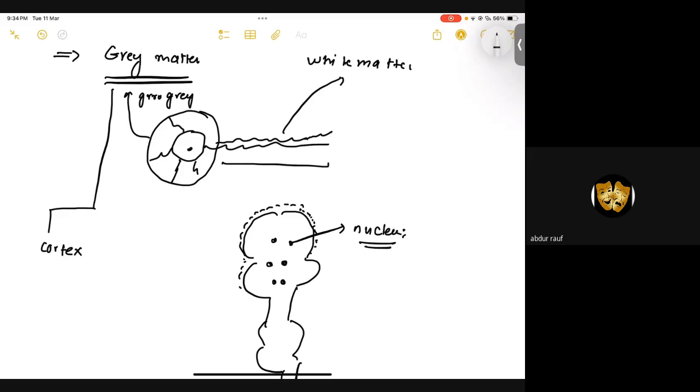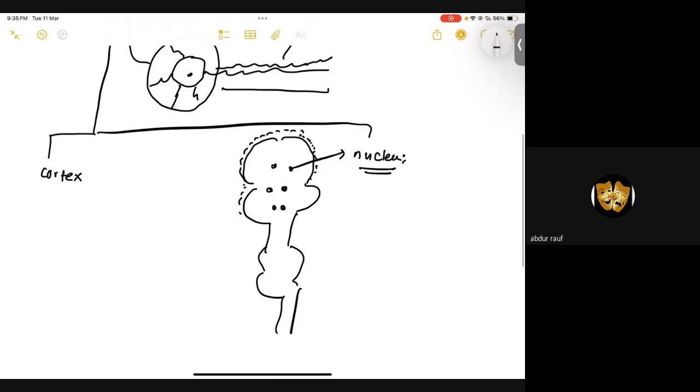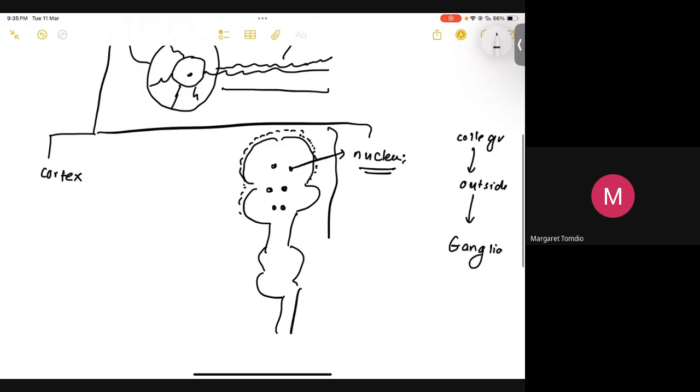Yes, sir. If these collections of cell bodies are ingrained deep inside your central nervous system, their name changes. We are going to call it nuclei. Is that clear? Okay, now you guys tell me, if we have a collection of gray matter outside the central nervous system, what would be the name of that? Ganglia. Ganglion. Okay, perfect. We are going to call it ganglia, right? Or ganglions. Is that clear?